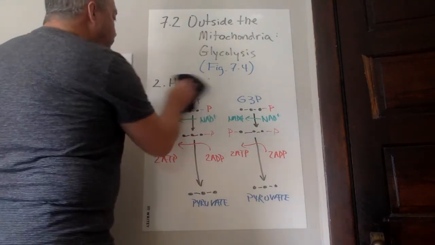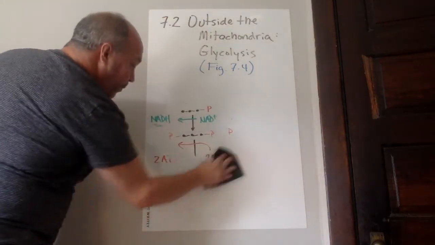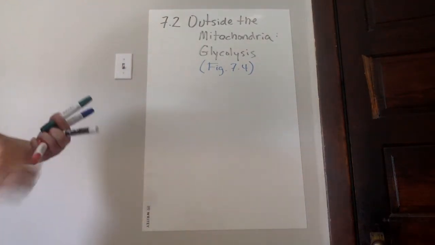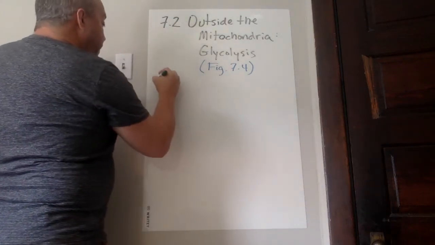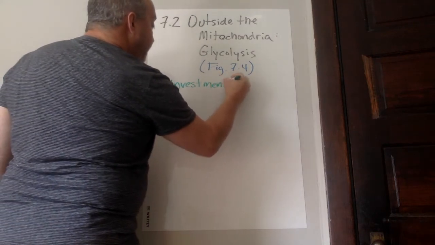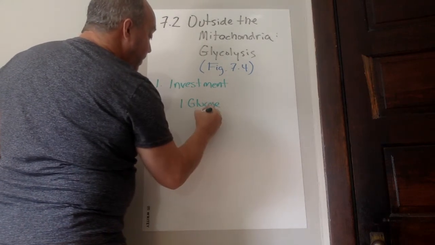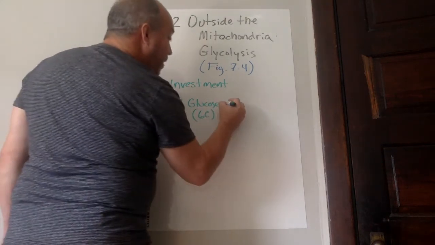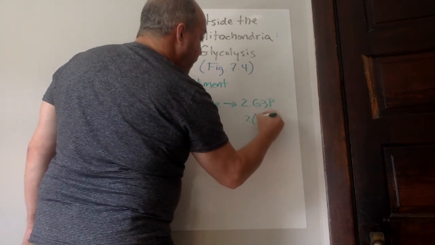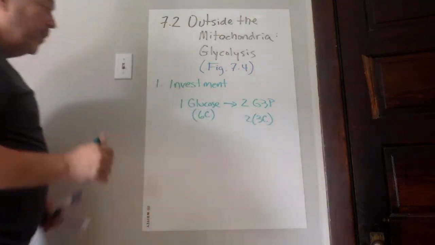So overall, let's take a look at what happens for each step. So, step 1, the investment stage. We take 1 glucose, which is a 6-carbon molecule, and we convert it into 2 G3P molecules, 2 3-carbon molecules. We have 6 carbons when we start. We have 6 carbons when we end.